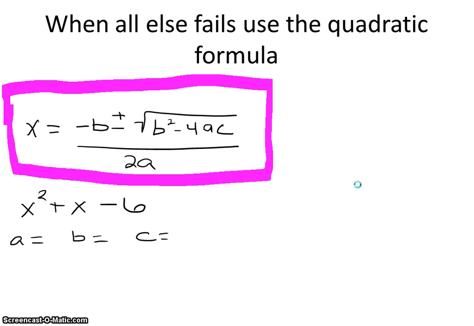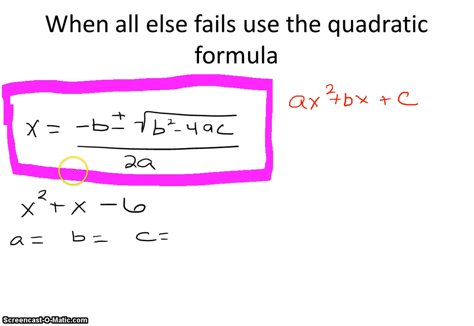When all else fails, use the quadratic formula. This is not my preferred method, but if it is absolutely not occurring to you, you can absolutely use this to help generate some of those factors that you can then use to cancel. So here's the quadratic formula. Write it down. Remember that it's of the form ax squared plus bx plus c.